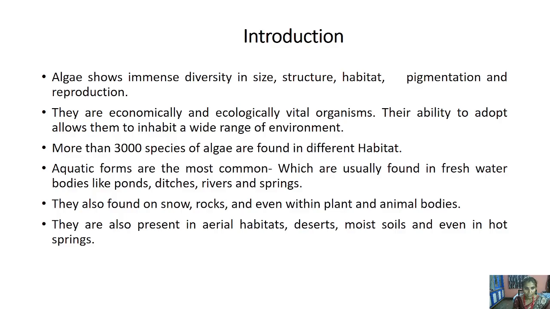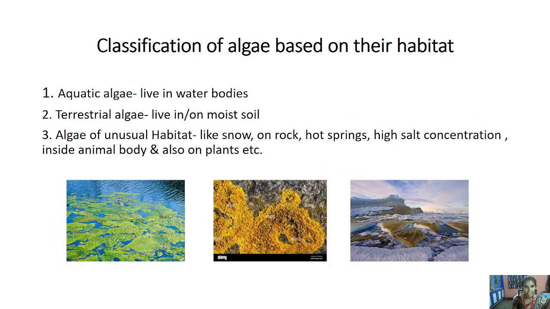They are also found in extreme environmental conditions like snow, rocks, and even within plant and animal bodies as endobionts. They are also present in aerial habitats like the bark of trees. Sometimes they are also found in deserts, moist soils, and even in hot springs. So, with that introductory part, let us study the classification of algae based on their habitat.